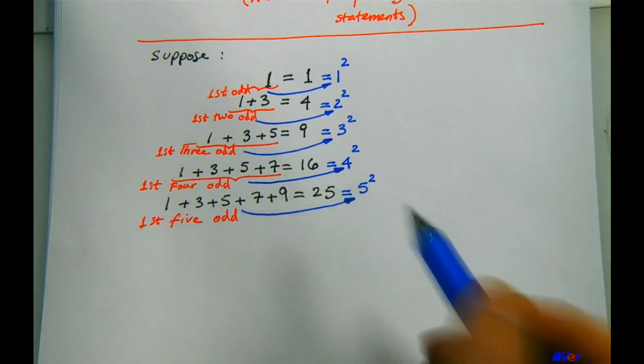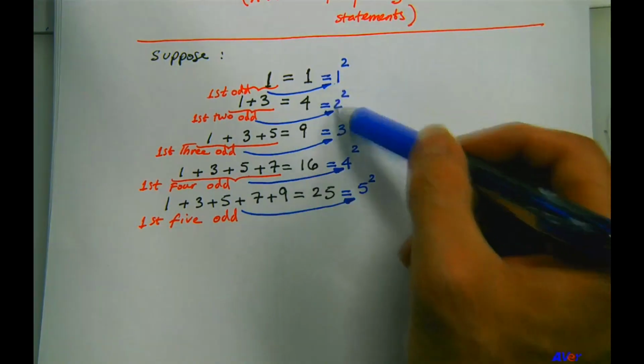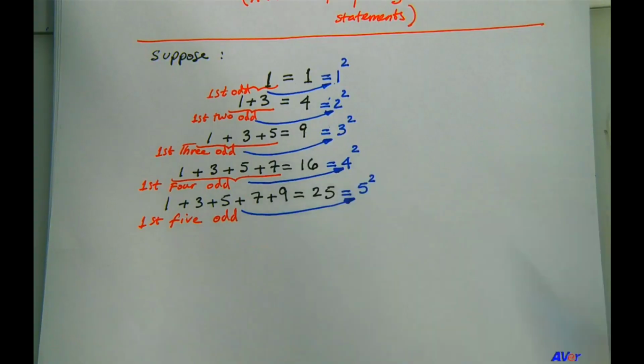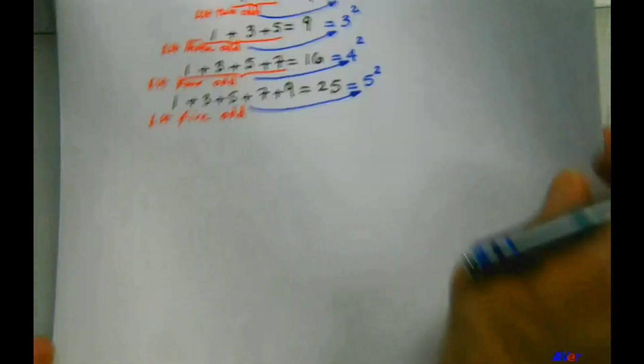But suppose now I make a claim. I use these 5 specific examples to make a claim about all odd numbers.